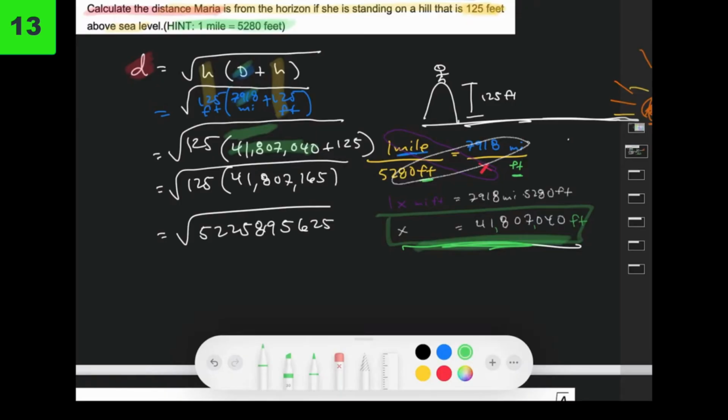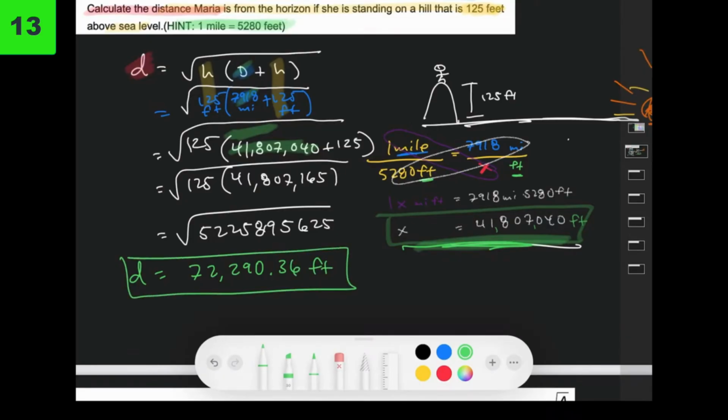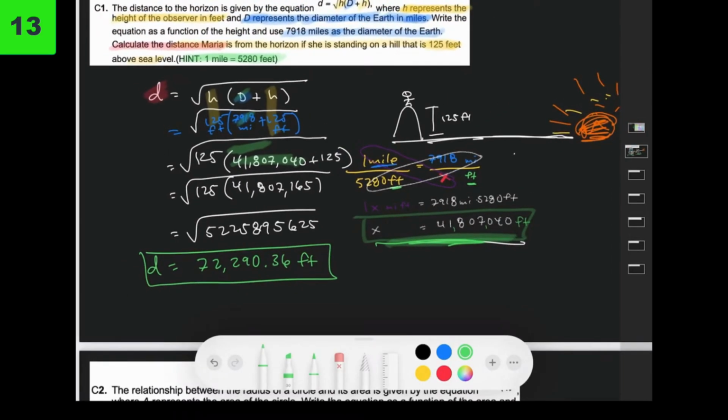And this is my answer. Okay, remember, we're in feet, and let's see. Write a function, we did that. Calculate the distance.